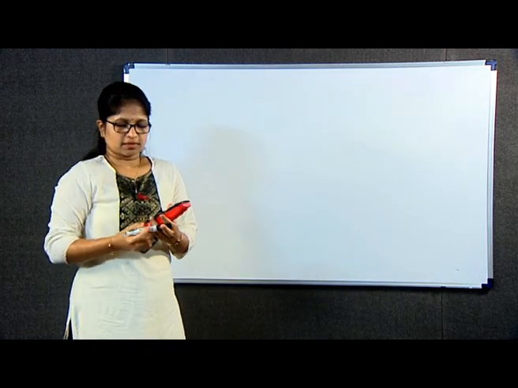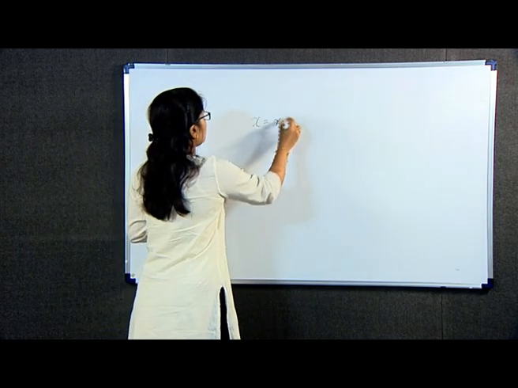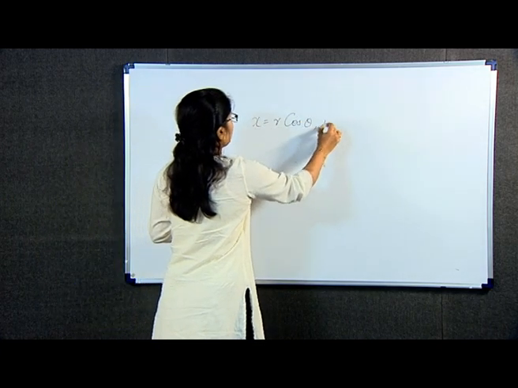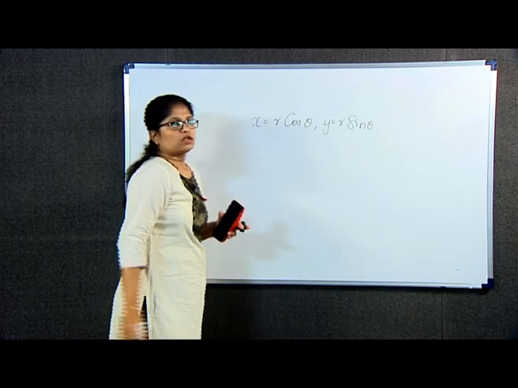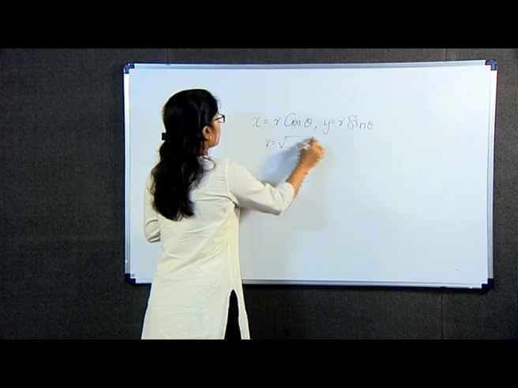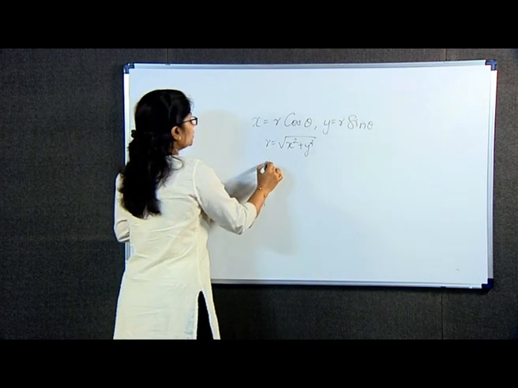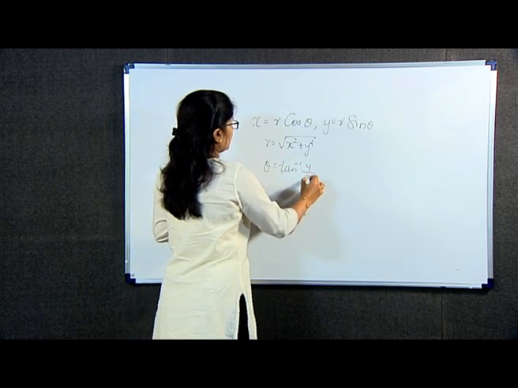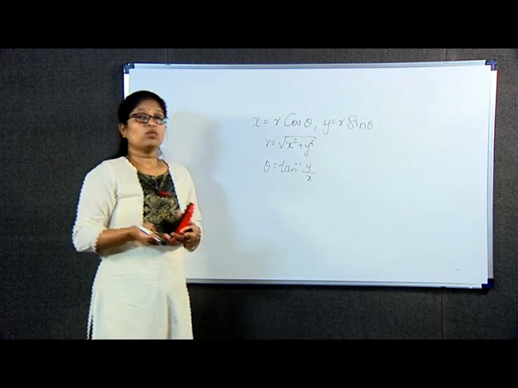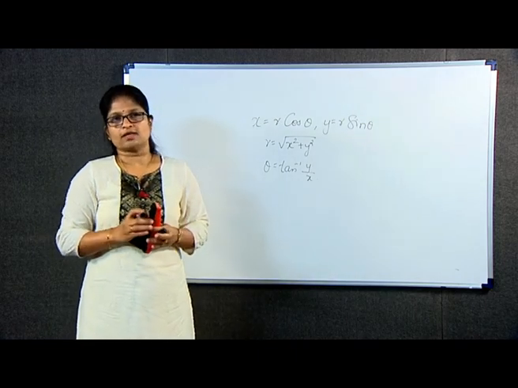So, how do you get it? You get it by substitution. x is equal to r cos theta and y is equal to r sin theta. So, what is your r? r is nothing but the square root of x squared plus y squared, and your theta is tan inverse of y by x. So, let us see the corresponding CR equations in the r, theta form.